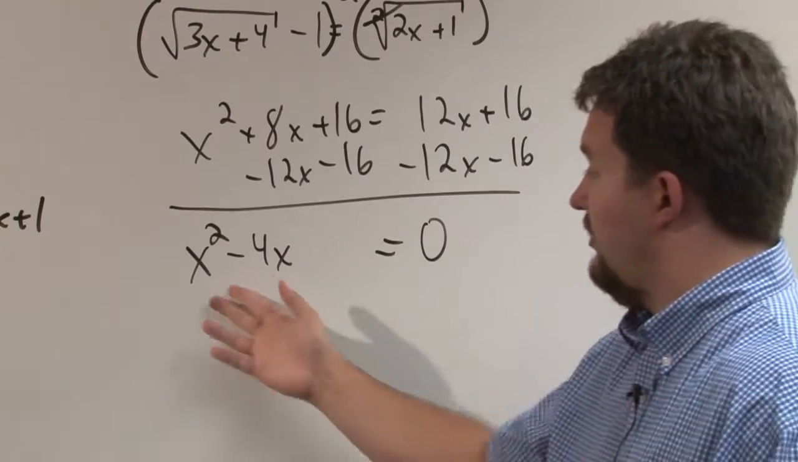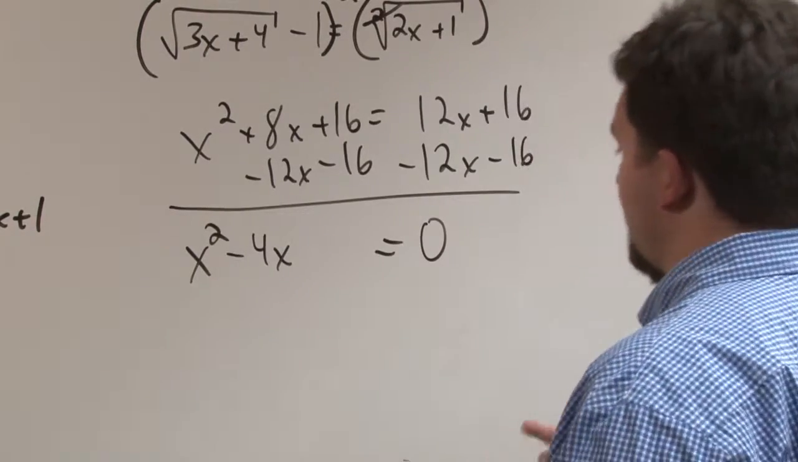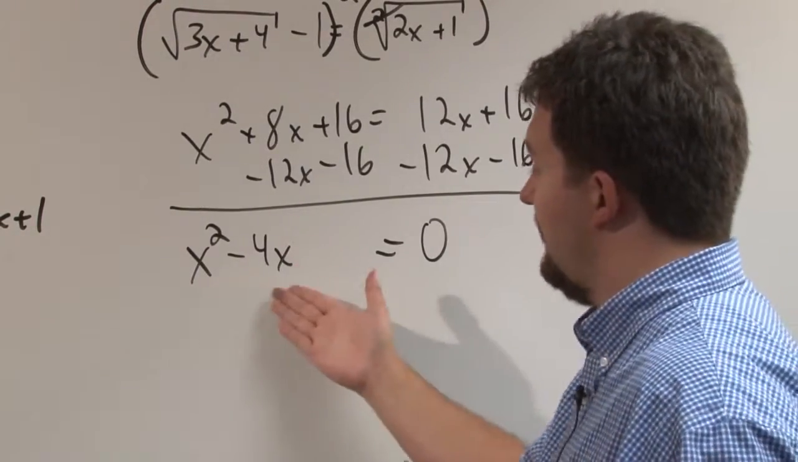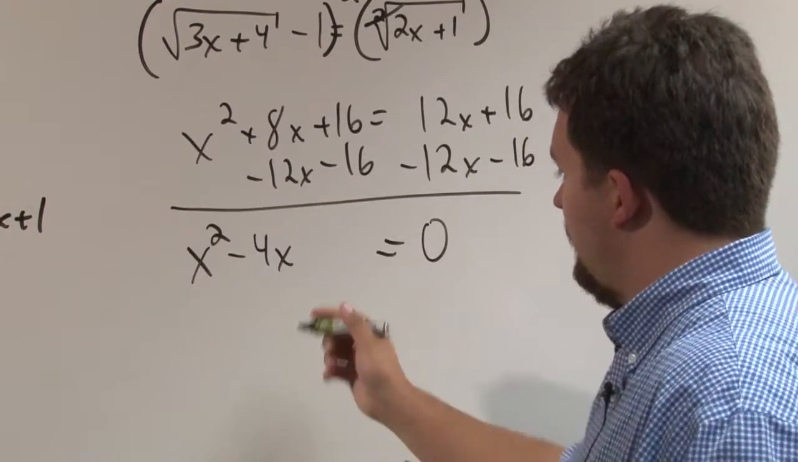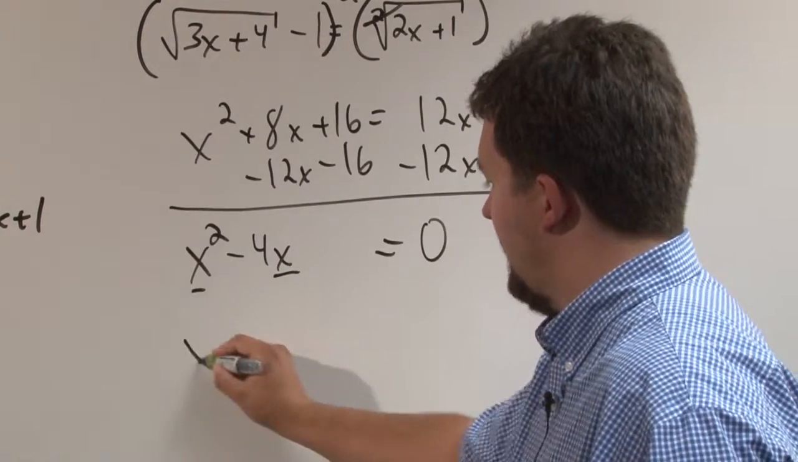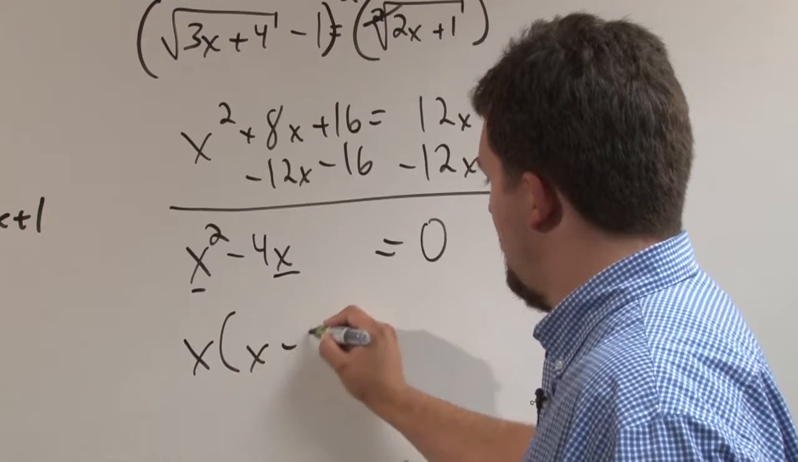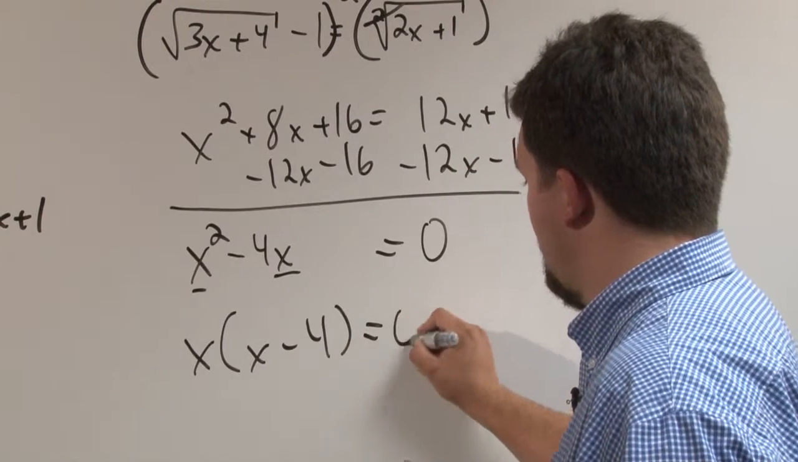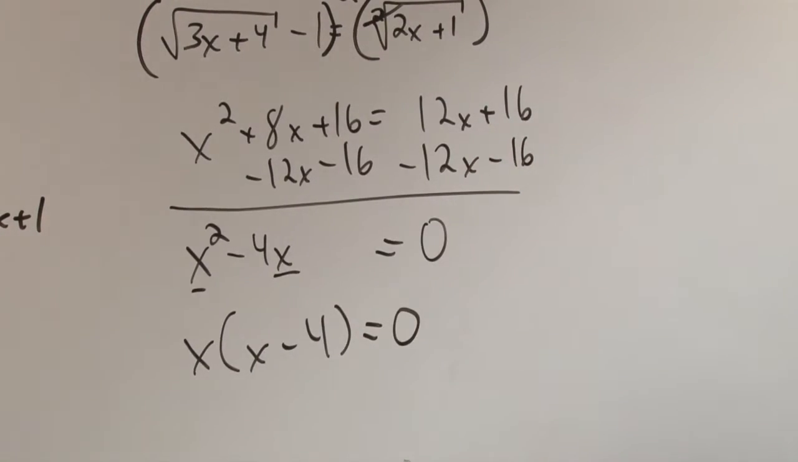Which means now instead of a trinomial, we've got a binomial. I did not know this was going to happen. This makes it a lot easier. What's the common term here? Well, we have the x, so we can factor an x out. Okay, which makes this a lot easier.